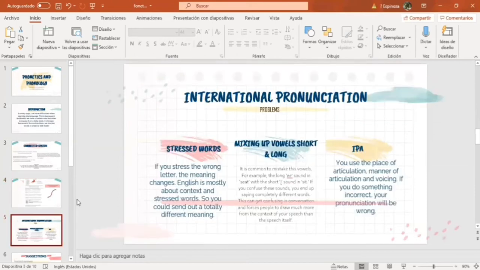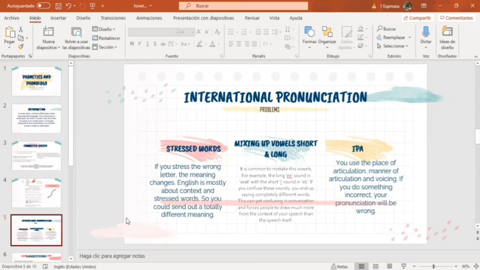Next is international pronunciation. We have three important problems, which are stress words, mixing up short and long vowels, and the IPA. In the first one, if you stress the word wrong, the meaning changes. English is mostly about context and stress words. So you could send out a totally different meaning, so you have to be careful with that.